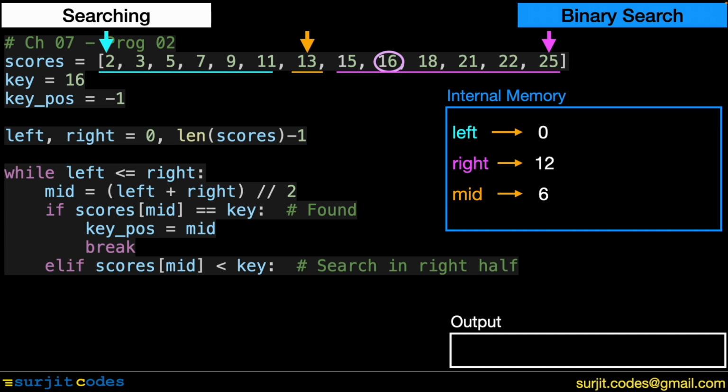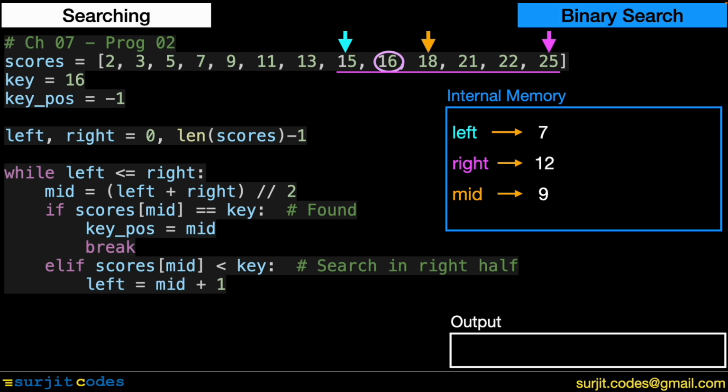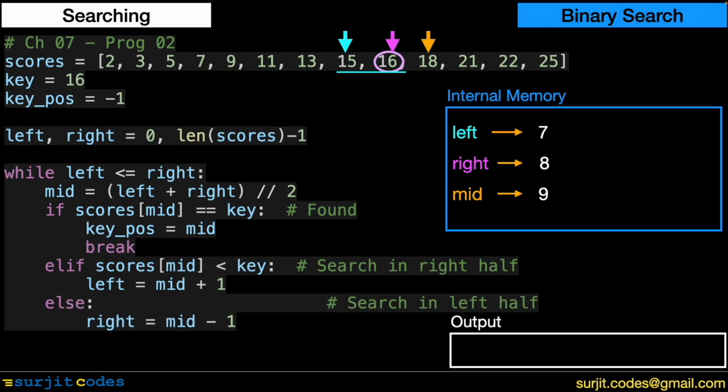13 is less than key value of 16, so key must be within the right partition, and we move the left fence to mid plus 1. In the next iteration, mid is the middle integer of 7 and 12, which is 9, and the partition splits as shown. This time, the item at mid, that is 18, is greater than the key, so key has to be in the left partition. Therefore, we move the right fence to mid minus 1.